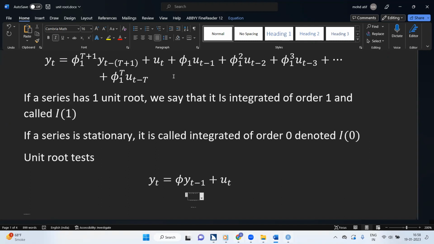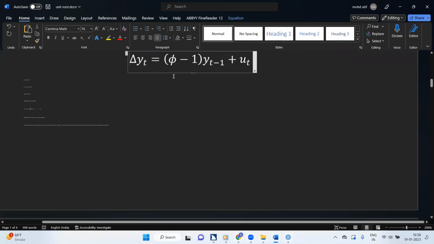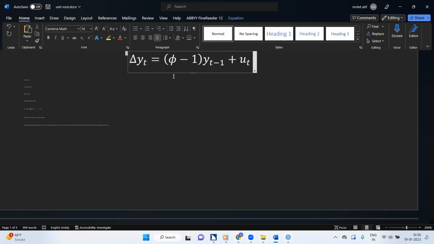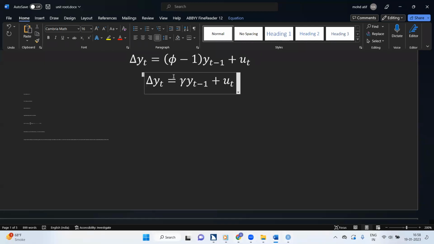Subtract yt minus 1 from both sides, and it becomes this way. So delta yt is equal to phi minus 1 times yt minus 1. And phi minus 1 can be denoted by a new symbol, let's say gamma. Now compare the last two equations. In the second last equation, we have phi minus 1 into yt minus 1, and in the last one, it is simply gamma yt minus 1. So how are gamma and the upper one related? We can easily see that gamma is equal to phi minus 1. So if gamma is equal to 0, that simply means phi is equal to 1. So how do we know phi is equal to 1? We can simply do a t-test and find out whether gamma is 0 or not.